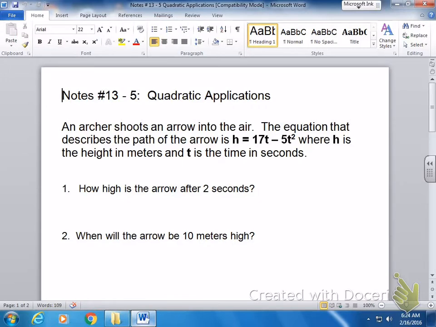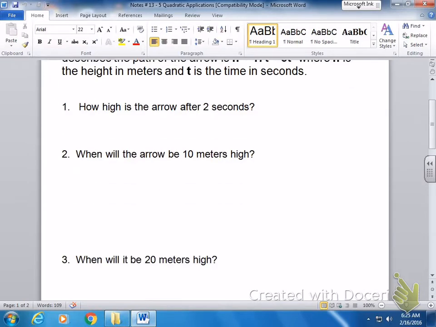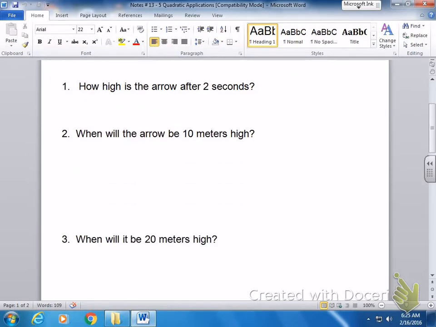So number one, the first part says, an archer shoots an arrow into the air. The equation that describes the path of the arrow is h equals 17t minus 5t squared, where h is the height in meters and t is the time in seconds. So this is a lot like the one we did on Friday. It says how high is the arrow after 2 seconds.